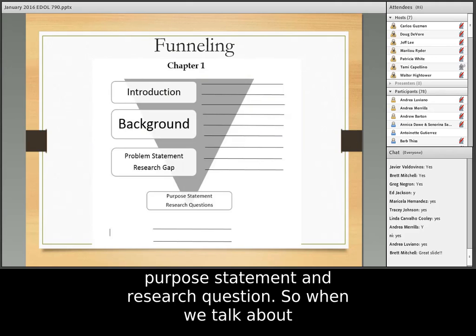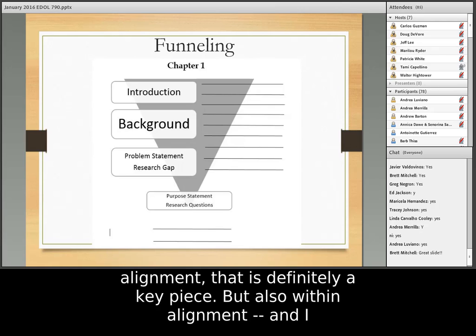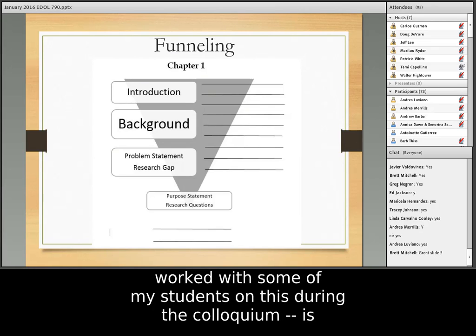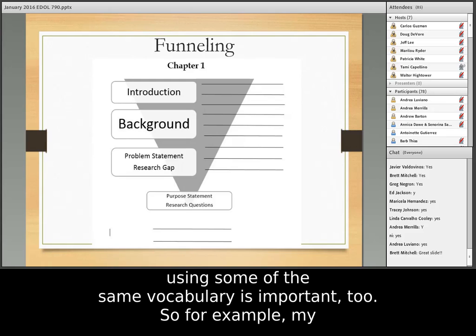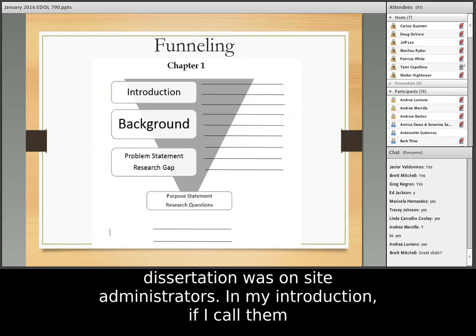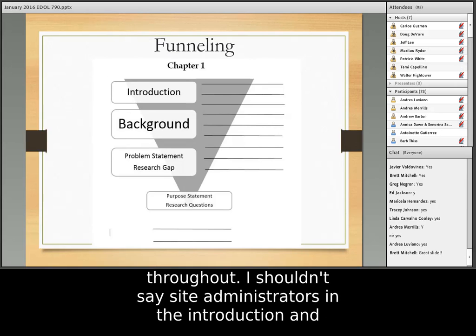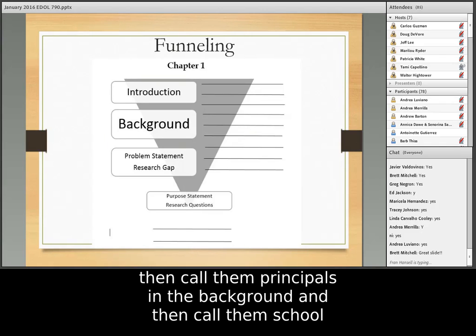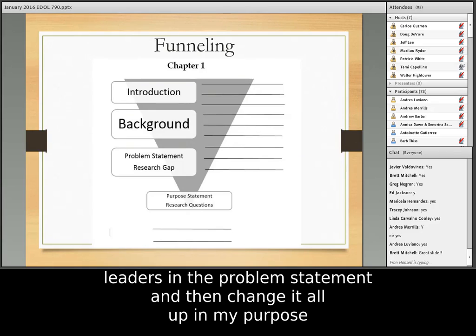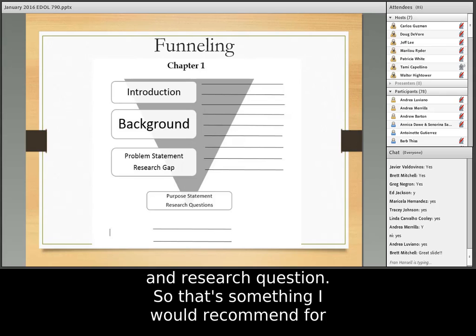So when we talk about alignment, that is definitely a key piece, but also within alignment, and I worked with some of my students on this during the colloquium, using the same vocabulary is important too. So for example, my dissertation was on site administrators. Well, in my introduction, if I call them site administrators, I should probably call them site administrators throughout. I shouldn't say site administrators in introduction, then call them principals in the background, then call them school leaders in the problem statement, and then change it all up in my purpose and research questions.